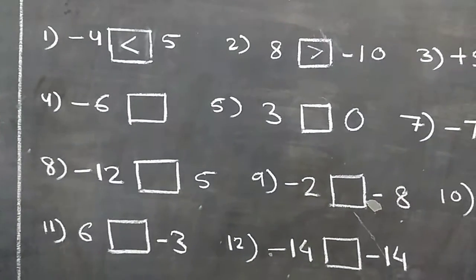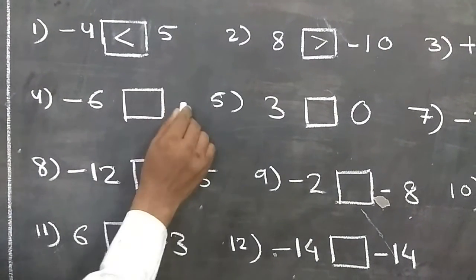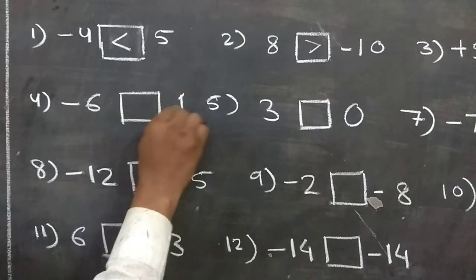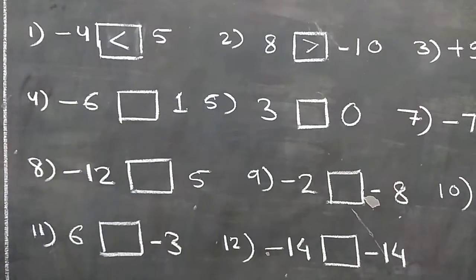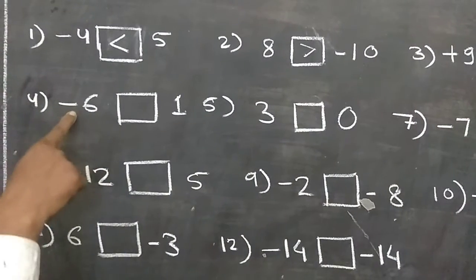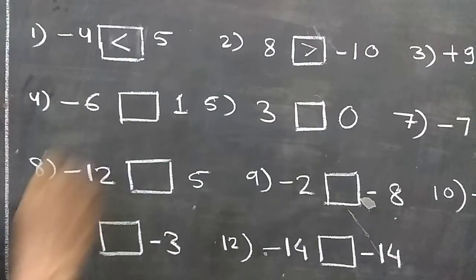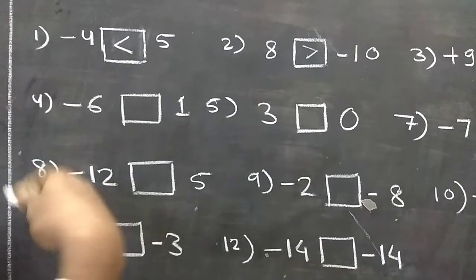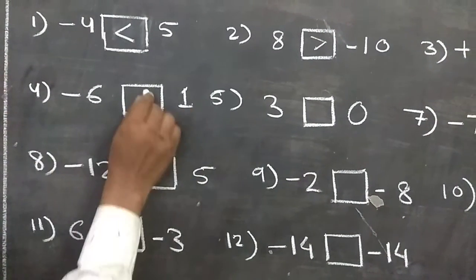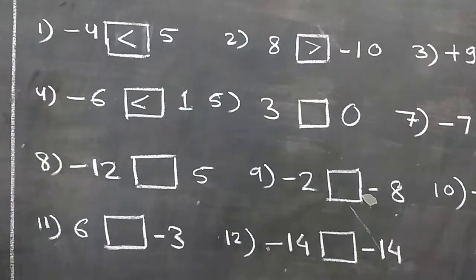Okay. Now your question number 4. I forgot to write the value which is given in your textbook. So let us assume it is 1. Now it is minus 6 and this is 1. This is a negative number and this is a plus number. And a plus number always has a greater value than a negative number. So which number will be greater here? Plus 1. So put a greater sign here because 1 is greater than minus 6.